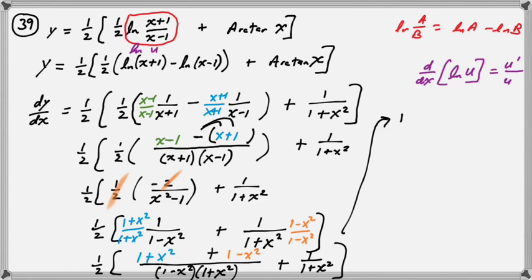Can anybody clean this up now? Does the x squared and the negative x squared add to 0? So that gives me 2 over what? 1 minus x to the 4th, I believe. And you still have this.